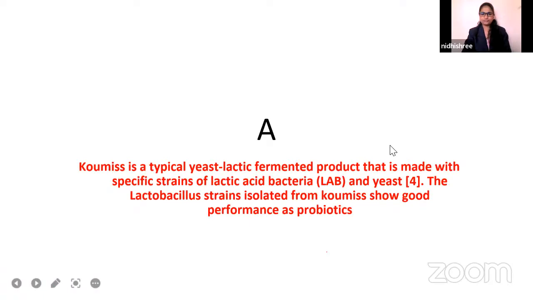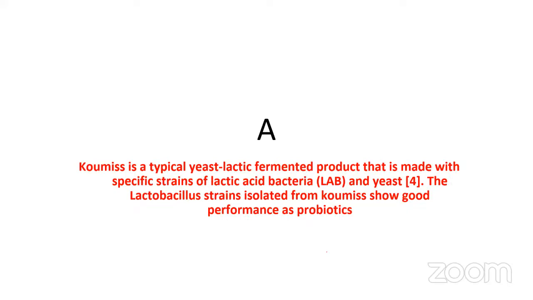Let us see some of the explanation regarding it. Purvi, can you read the slide? Comis is a typical yeast lactic fermented product that is made with specific strains of lactic acid bacteria, LAB, and yeast. The lactobacillus strains isolated from comis show good performance as probiotics. So it is a lactic acid fermented product where lactic acid bacteria and yeast are used. One more point to note is that it shows good performance as a probiotic, that you have to remember.